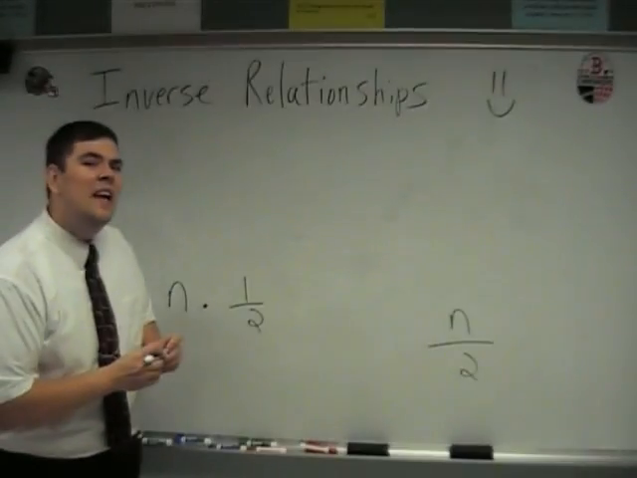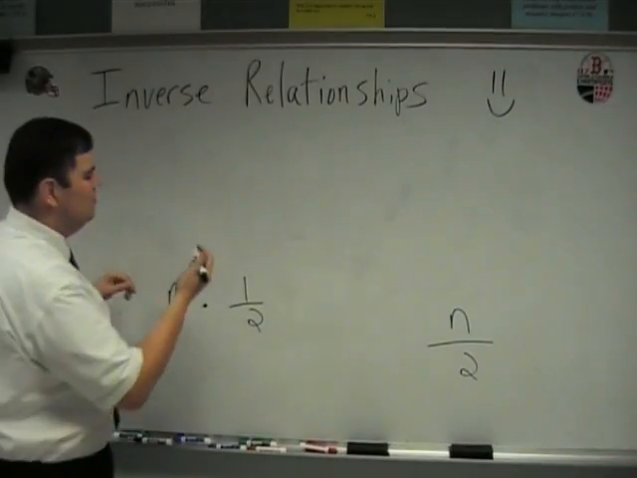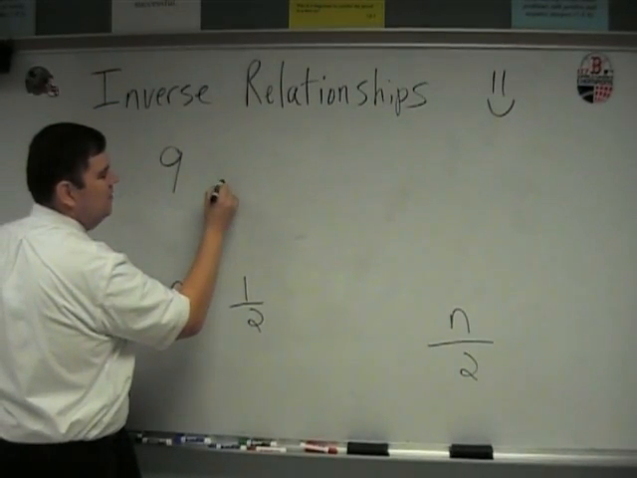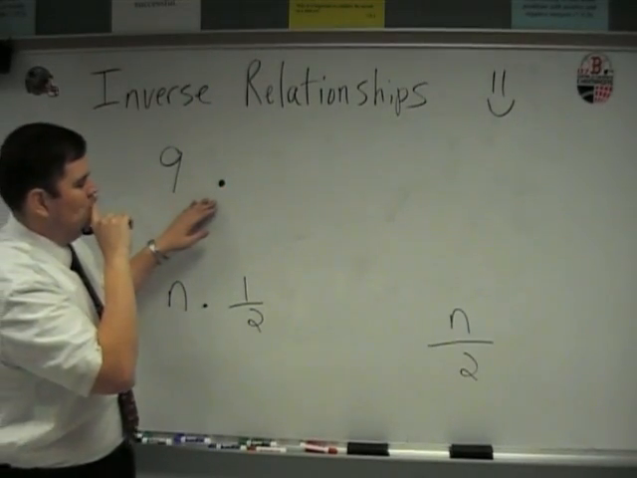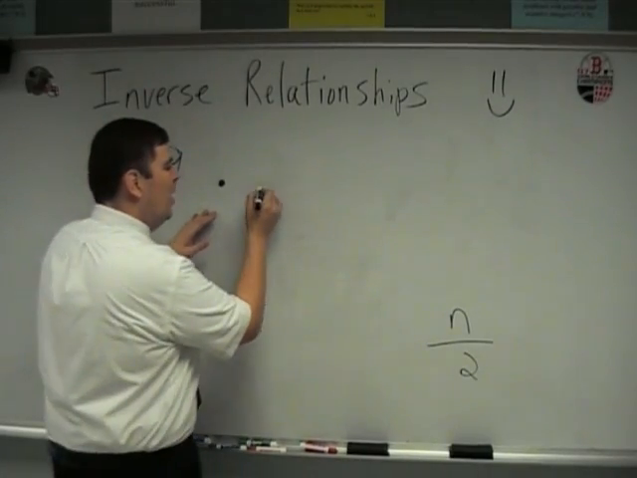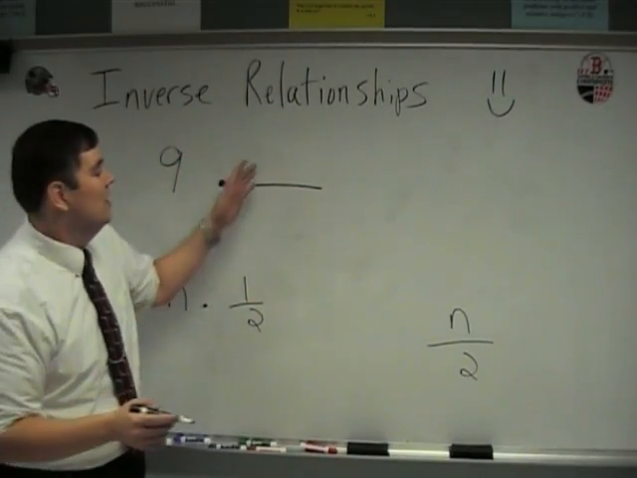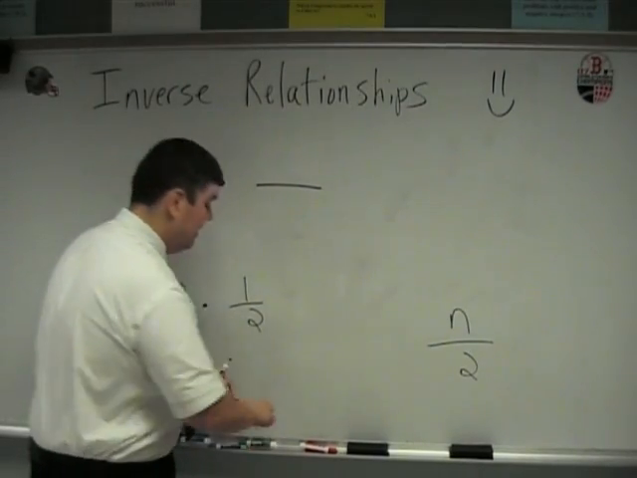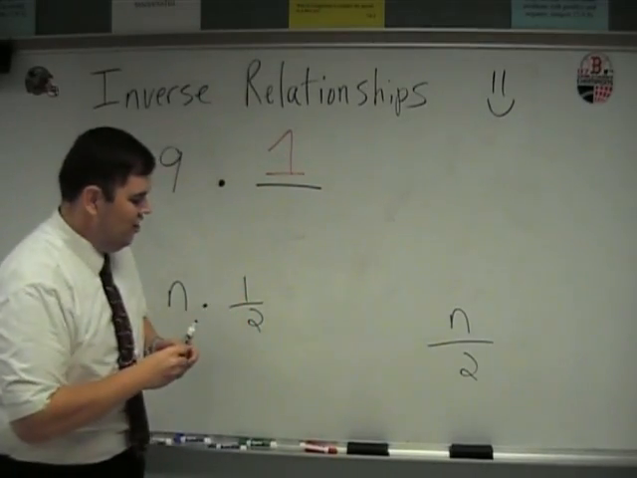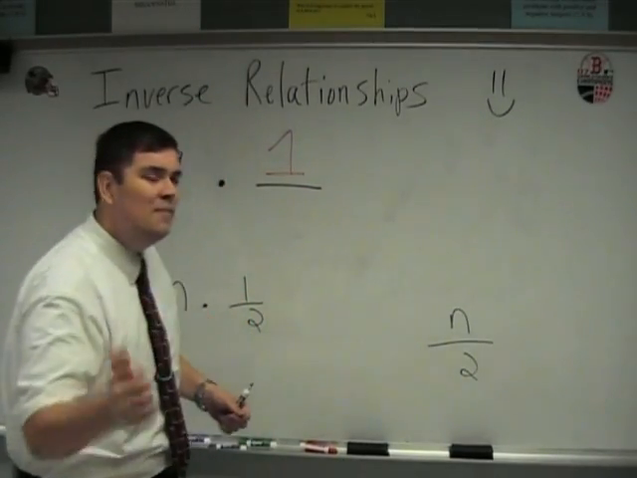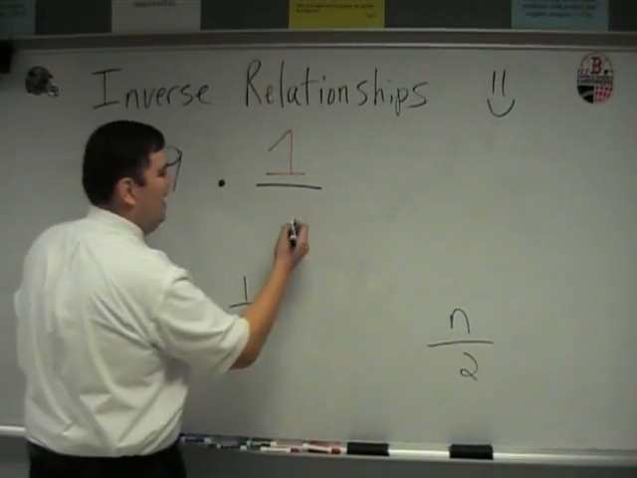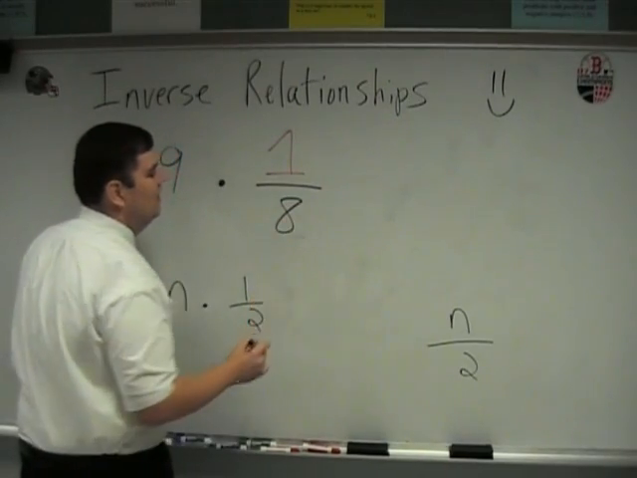Let's pick a number. Instead of using n, let's use 9. I'm going to use 9 this time as a number. I'm going to multiply 9 by some fraction, okay? It doesn't have to be a half. The whole premise is that we have a fraction. Your numerator will always be 1. Your denominator can be anything. What does that mean? I could have a 3, I could have a 4, I could have a 5, it doesn't matter. Let's make it 8.